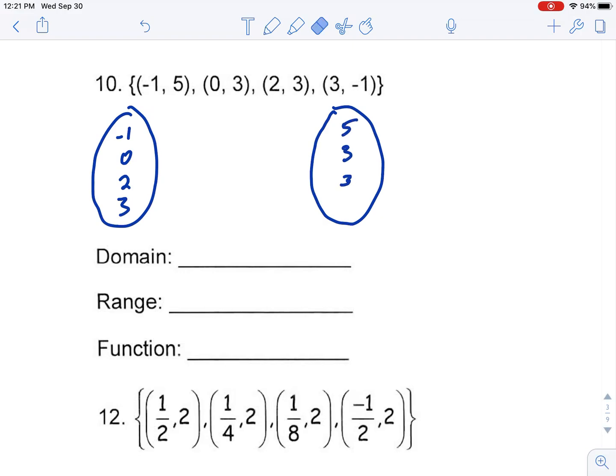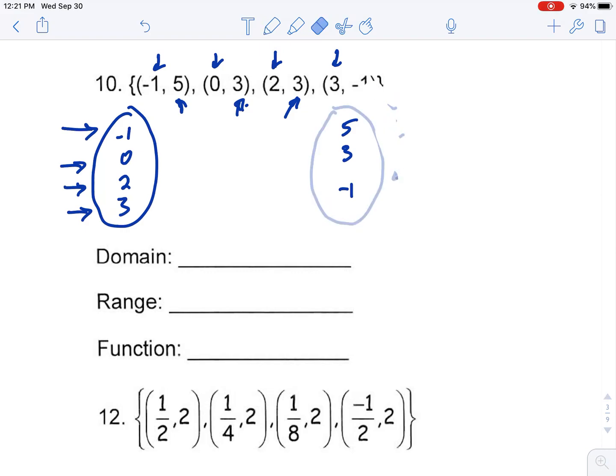Oh, we don't need to put 3 twice. So 1, 2, 3, 4, all of those went in the first shape. 5, 3, -1, all went in the second shape.